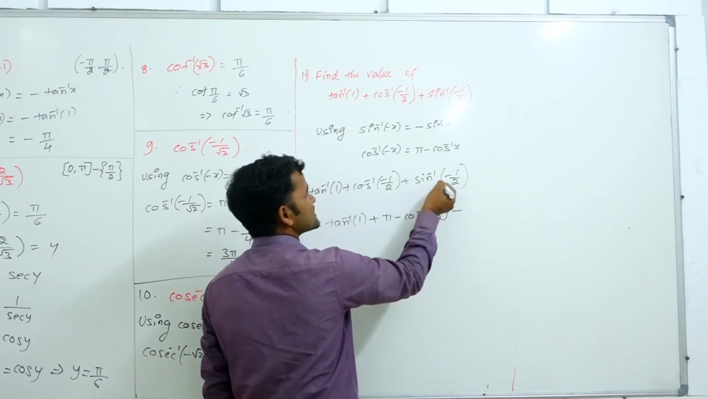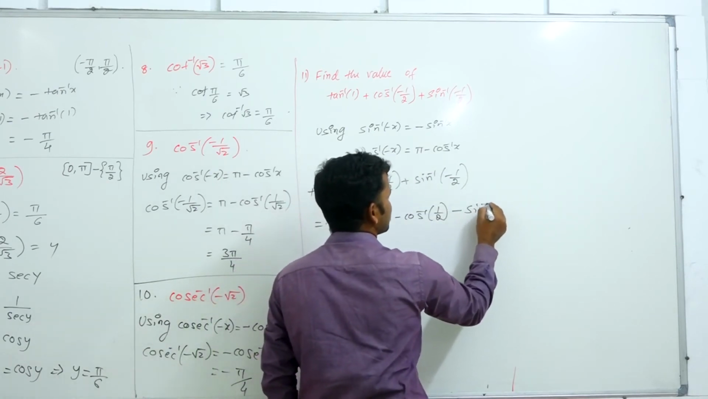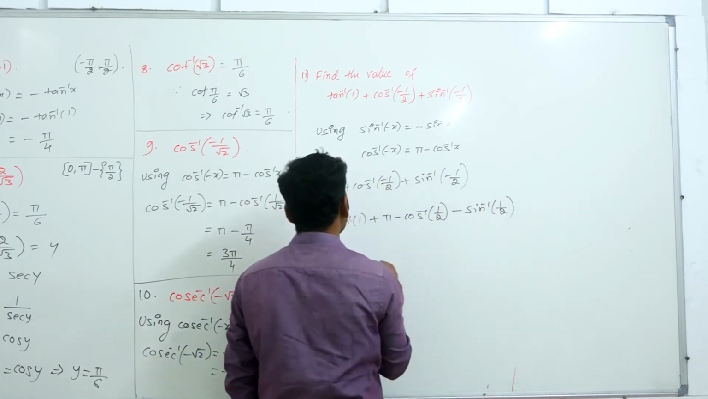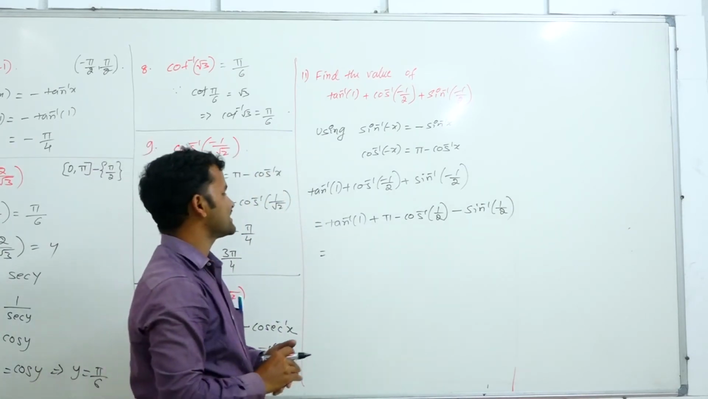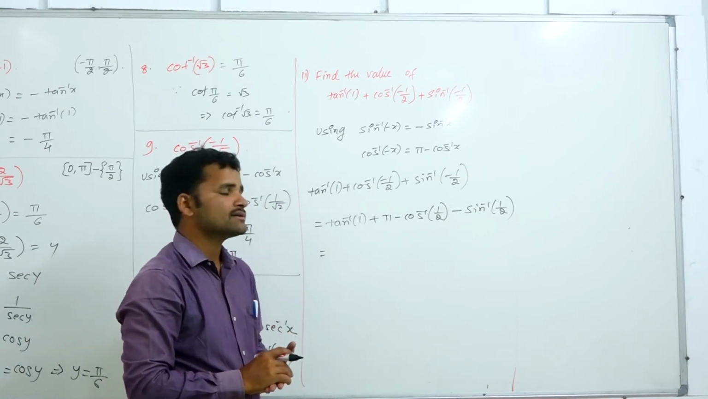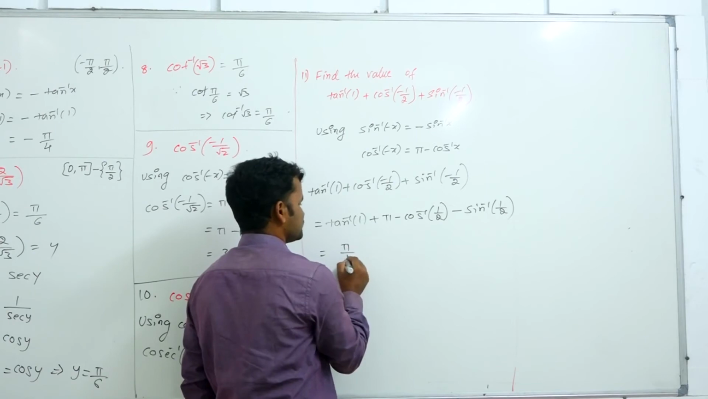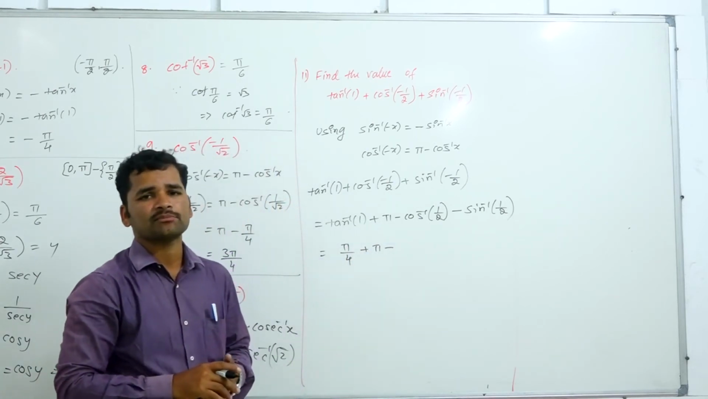And here we see sin inverse of minus x is nothing but minus sin inverse of x. This is minus sin inverse of 1 by 2. Now you write the values of all these. Tan inverse of 1 is 45 degrees. So we will write pi by 4 plus pi minus cos inverse of 1 by 2.